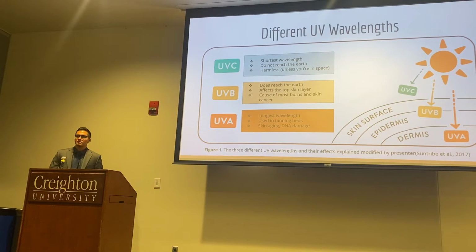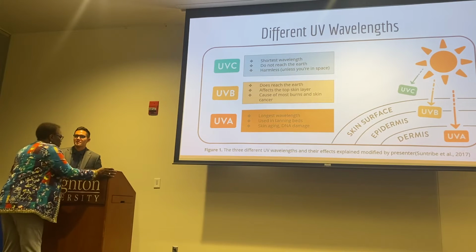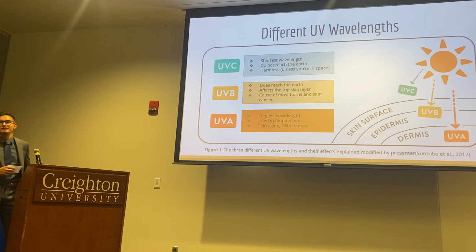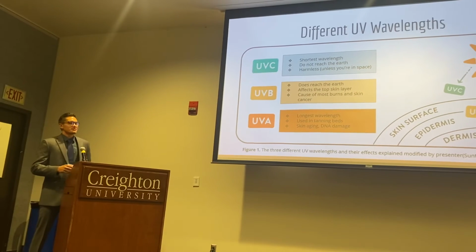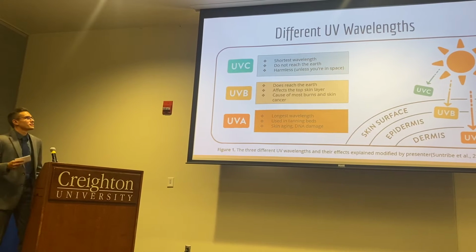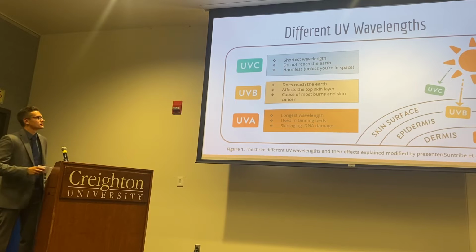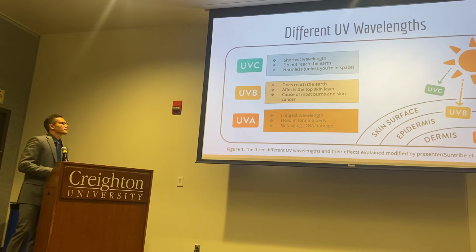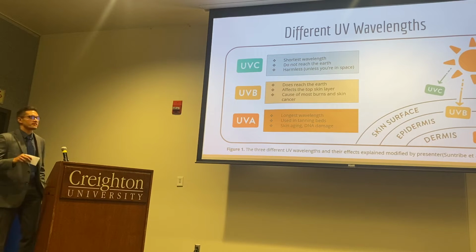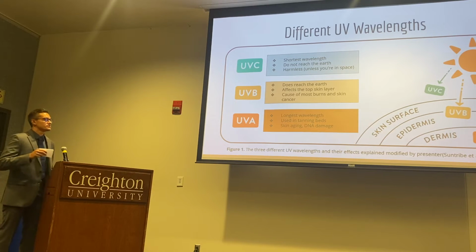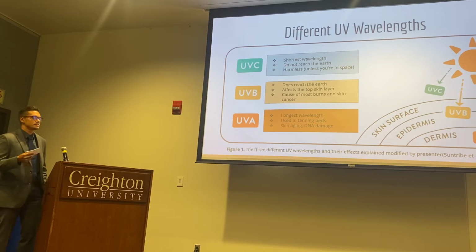In order to understand my project a little bit more, we need to first talk about the different UV wavelengths. First is UVC. This is the shortest wavelength. It doesn't reach the Earth thanks to the ozone layer, and it's harmless unless you're in space. The second is UVB. It does reach the Earth, it affects the top skin layer, and causes most burns and skin cancers. The third is UVA. It's the longest wavelength. It's used in tanning beds and causes skin aging and DNA damage.